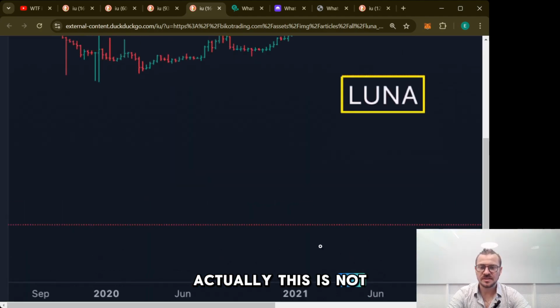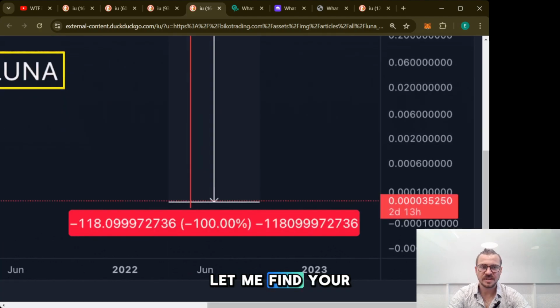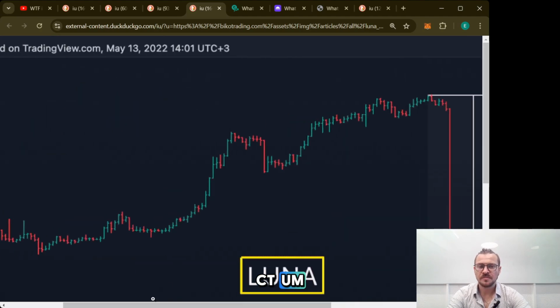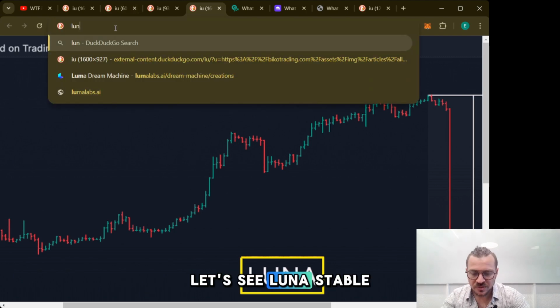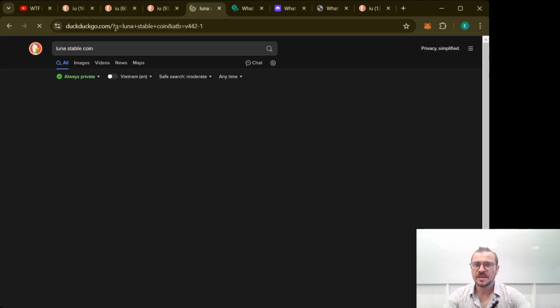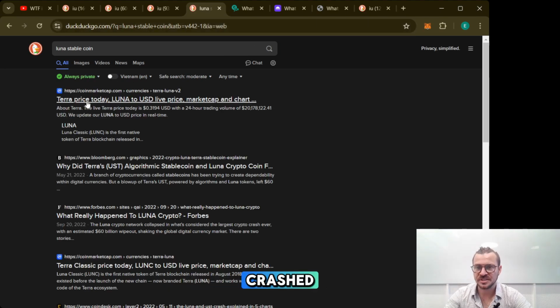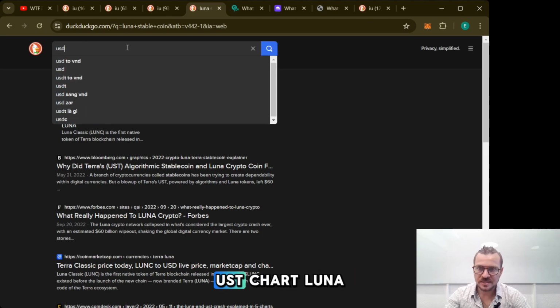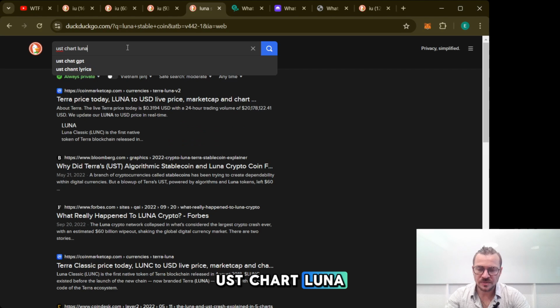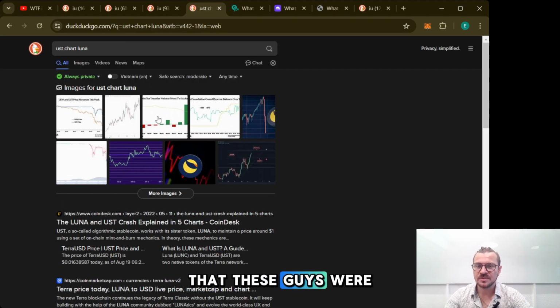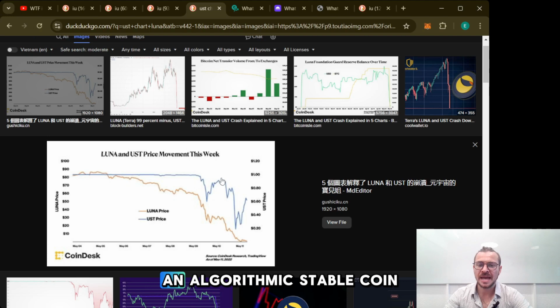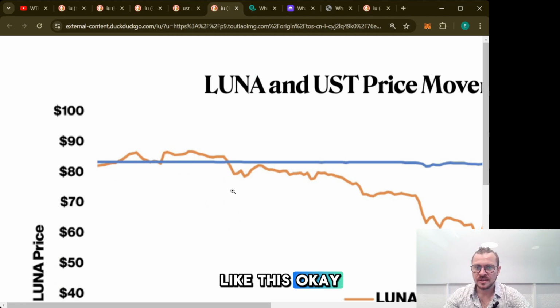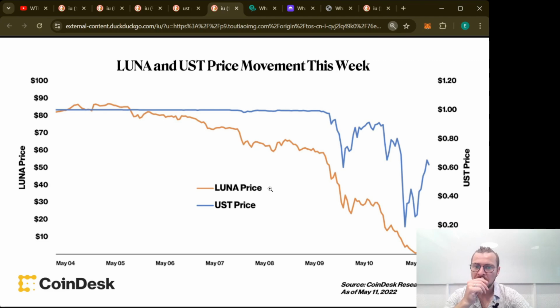Actually, what is the Luna coin? Let me find USDT. Sorry, this is a bad example. Let's see, Luna stablecoin. So essentially what happened is the Luna coin crashed. Let's see, UST, there we go. UST chart, Luna. So what happened is that these guys were doing an algorithmic stablecoin. Here, this is what I was looking for, something like this. Zoom out. Okay, so UST.